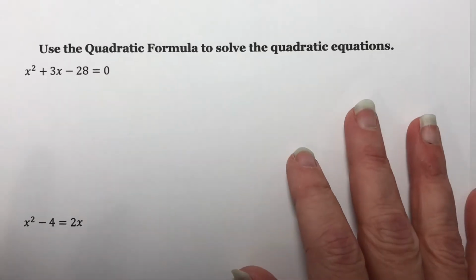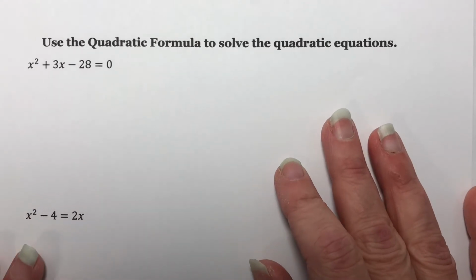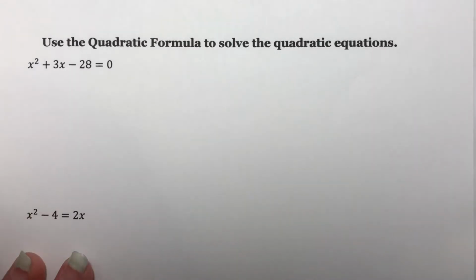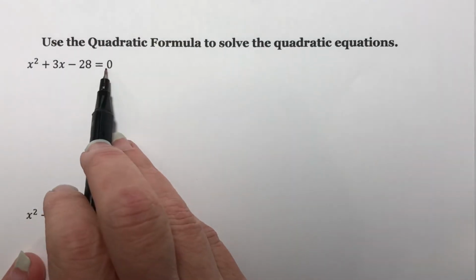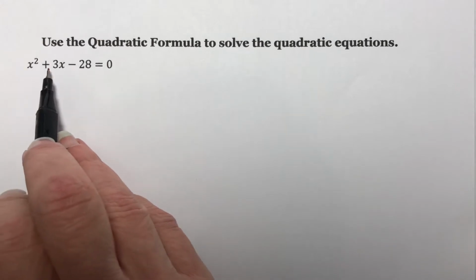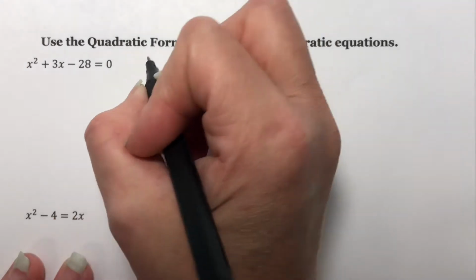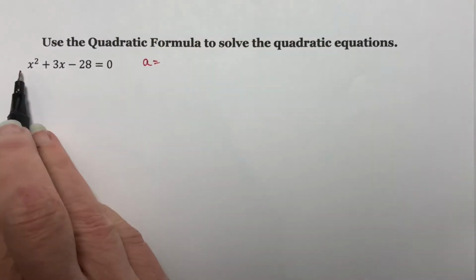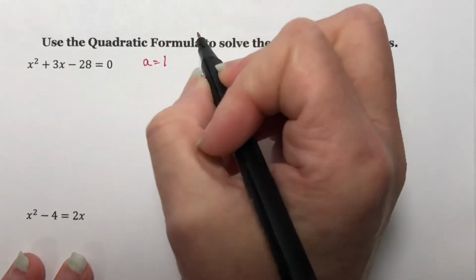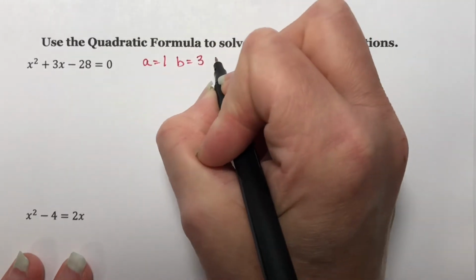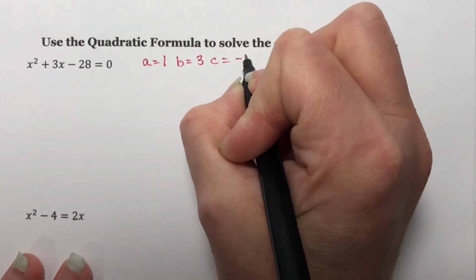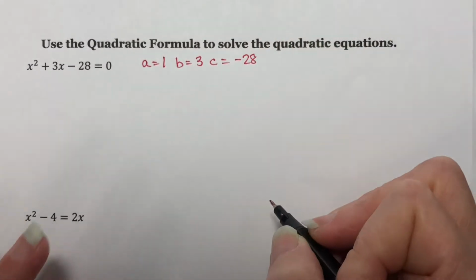All right. So we want to use the quadratic formula to solve these. X squared plus 3x minus 28 is equal to 0. First of all, we have our 0, and our a, b, and c are the coefficients here. A is the number in front of x squared, so this is 1. B is the number in front of x, so it's 3. And c is our constant, which is negative 28. Okay?